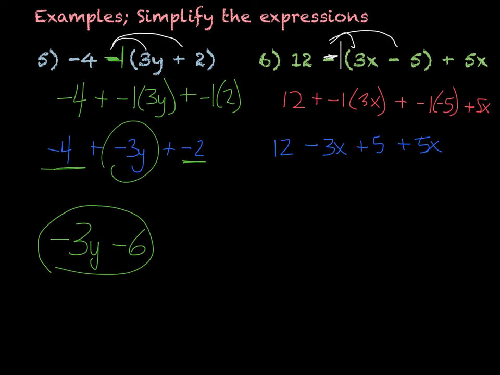At the last stage here, we put our like terms together, so I have my x's. Negative 3x plus 5x is a positive 2x. And then I have 12 plus 5, and that's going to be a plus 17. So that is your final answer, 2x plus 17.